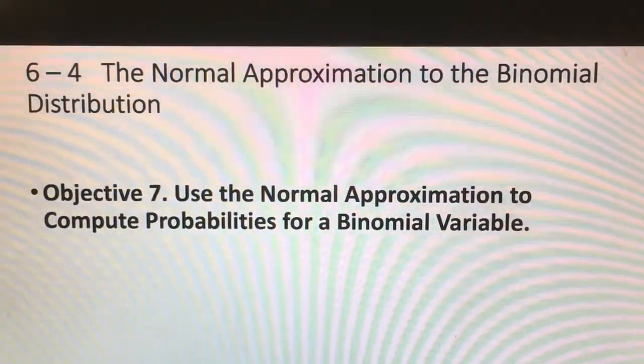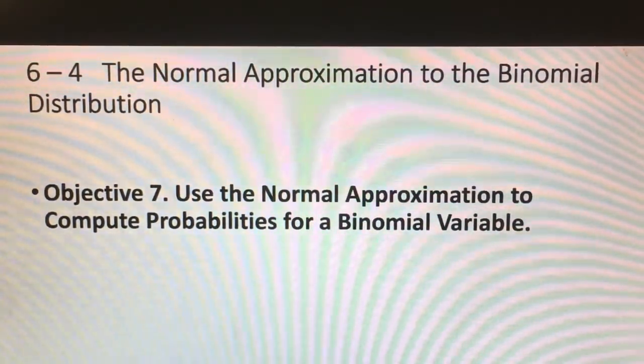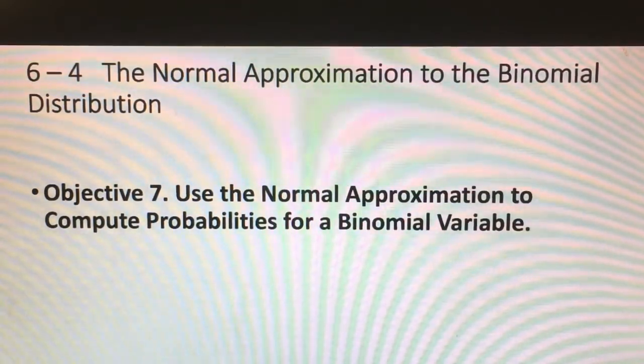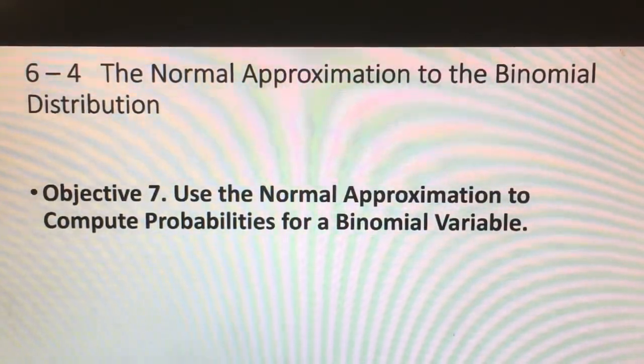Okay, so we are on 6.4, which is on normal approximation of the binomial. So what I'm going to do is go through the PowerPoint with you and lead you into a couple of things that I want you to do. So here's your PowerPoint that is on your Blackboard for this section, the normal approximation to the binomial distribution, and we are looking at objective 7 in our textbook, which is use the normal approximation to compute probabilities for a binomial variable.